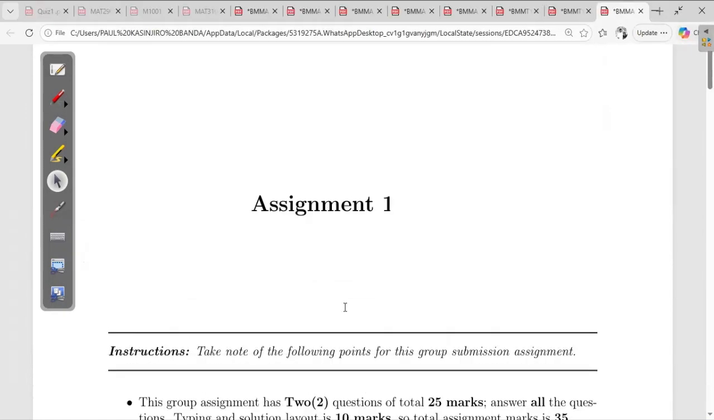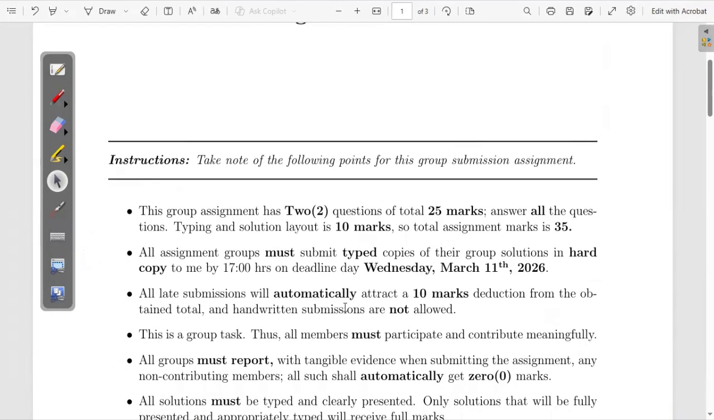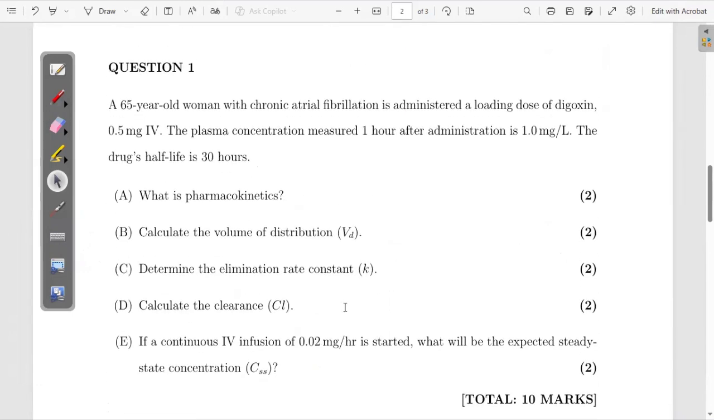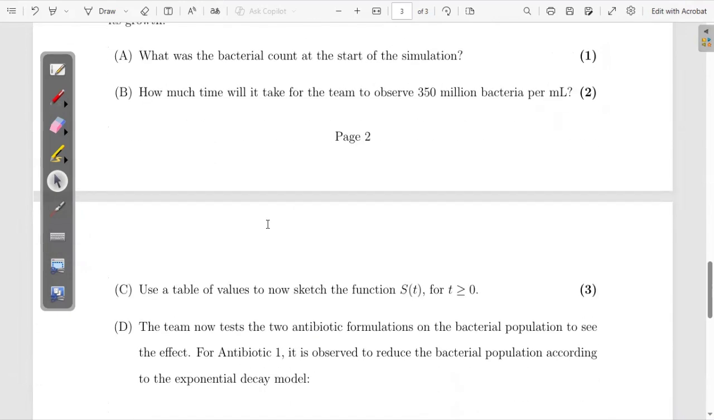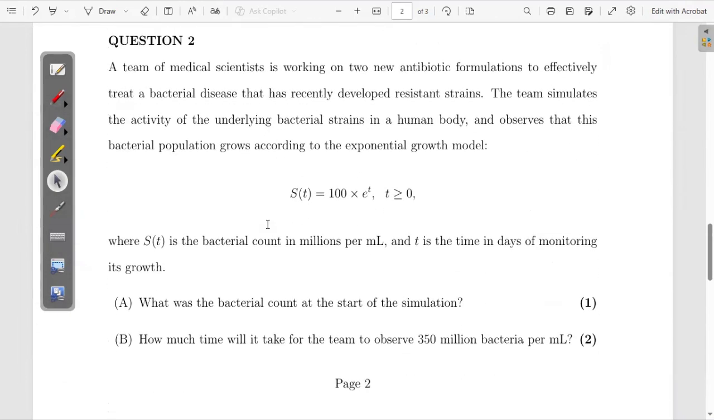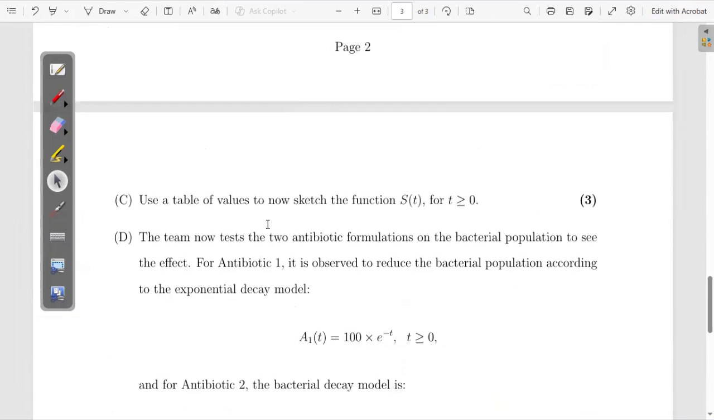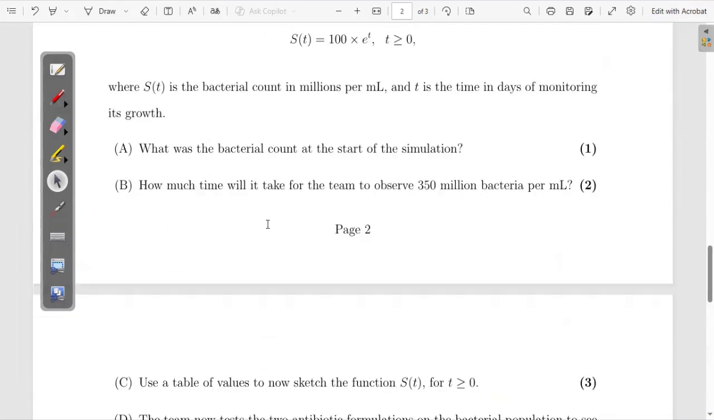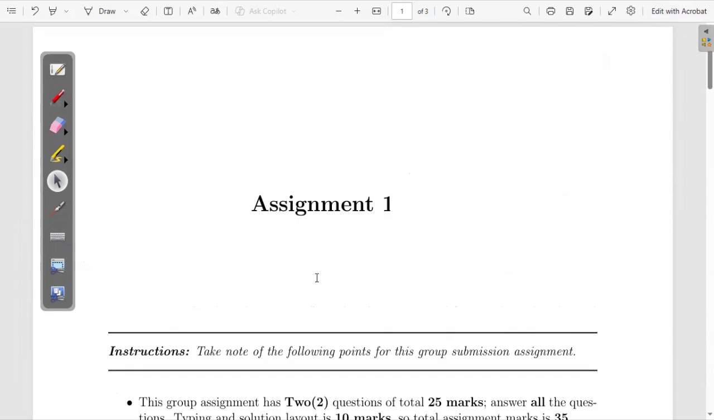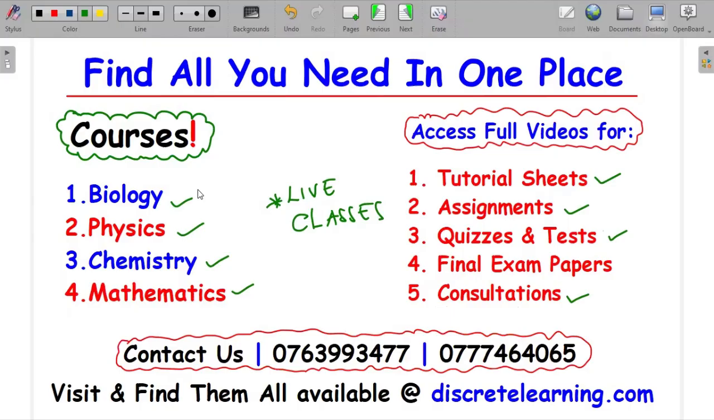So we also have this assignment 1 here. It was solved. Assignment 1 had like 2 questions. There's this one on pharmacokinetics. We solved it. And then question 2 is on exponential decay and growth of bacteria. We've solved all these questions here and they are available on the website.